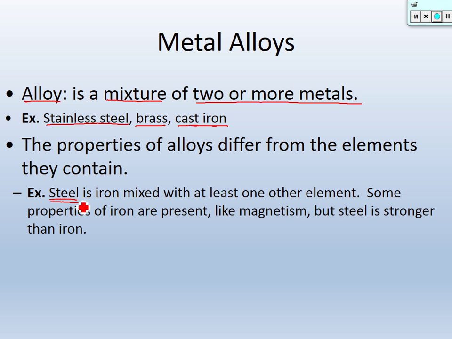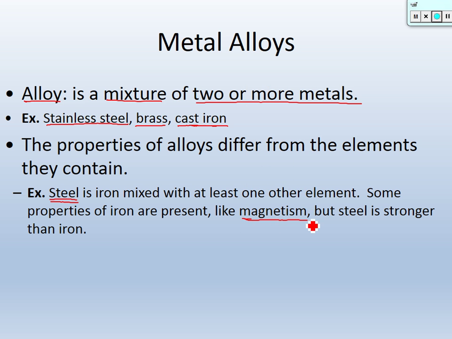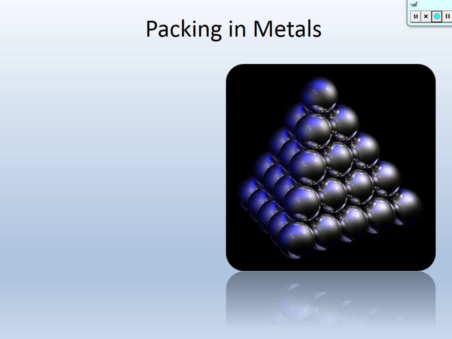But for example, it says here that steel is iron mixed with at least one other element. Some properties of iron are present, like steel is still magnetic, but steel is stronger. Steel is stronger than iron. And so we get a lot of properties that are desirable if you mix them. So that's why we create different alloys.